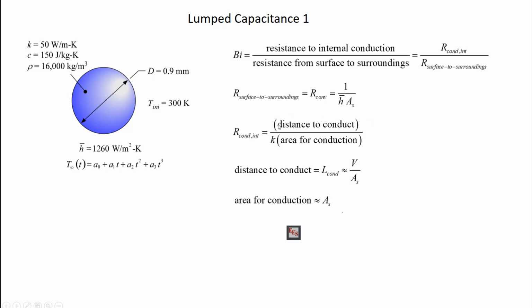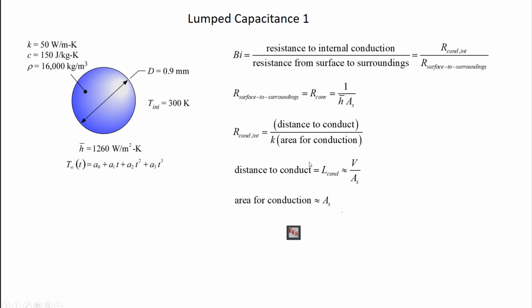So we'll fall back on this equation here, which is that if I want to know how hard it is to move energy by conduction, the resistance is how far do I have to move it divided by k times the area for conduction, right? What's the area available for that energy transfer? So you can usually come up with some pretty reasonable values for these distances and areas.